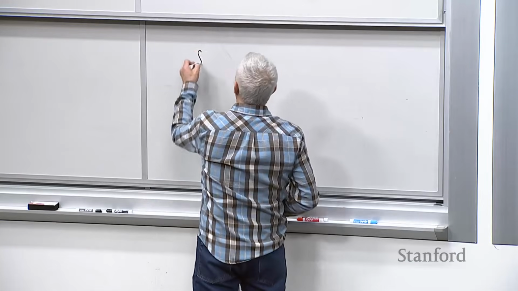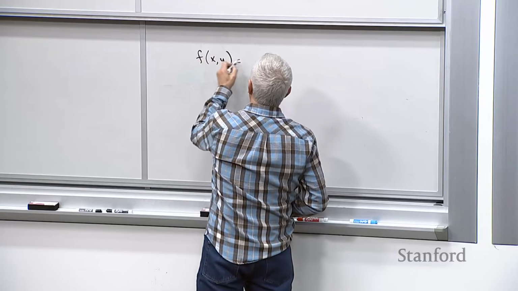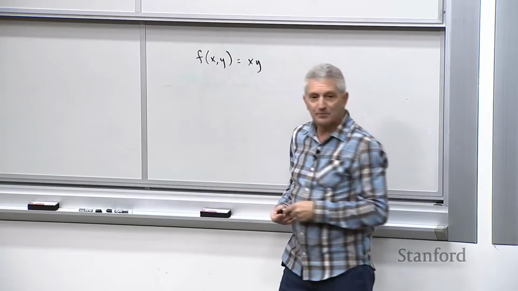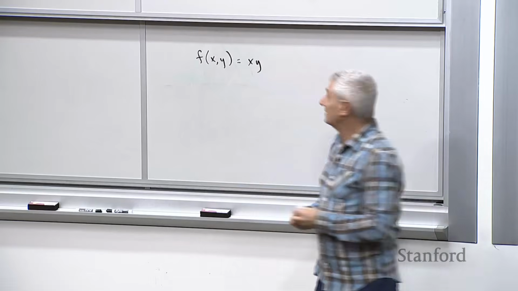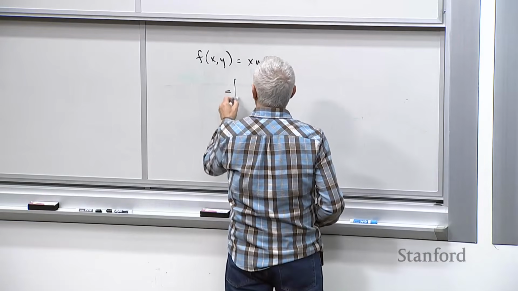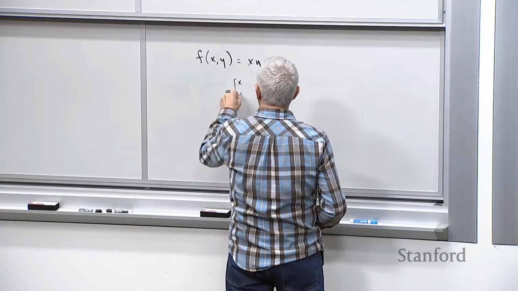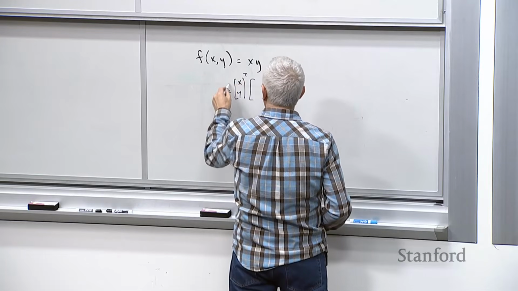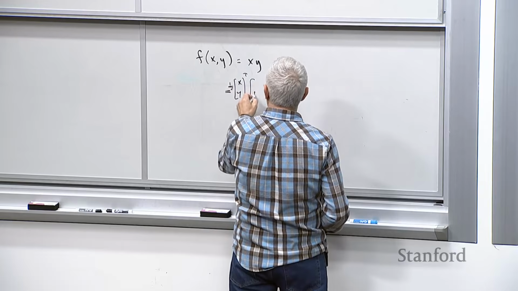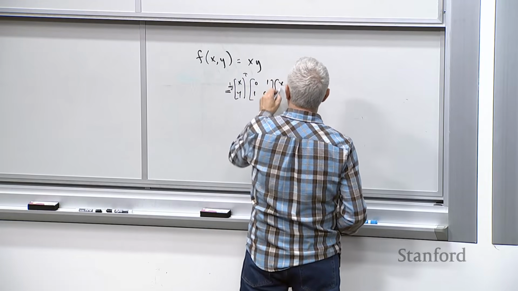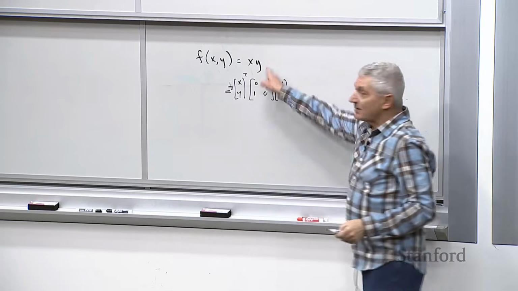Here's one. Ready? Here's a function of two variables. That's the product. That's a quadratic form, right? This is equal to, well, okay, that's equal to [x y] transpose times maybe 1/2 and [1, 1; 0, 0]. Everybody agree with that? Okay, so that's my function.